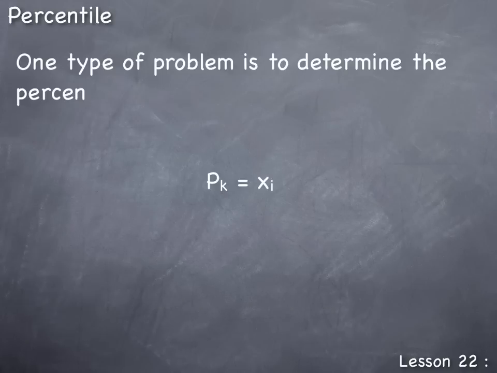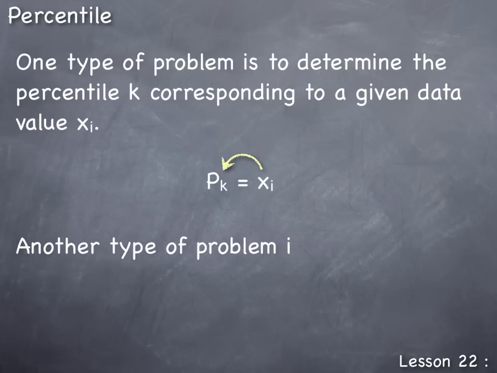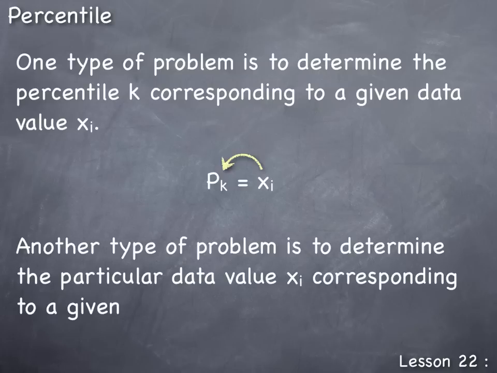One type of problem is to determine the percentile k corresponding to a given data value x sub i. So in these types of problems, we're given the data value x sub i, and then we work to solve for the k, that is the percentile. Another type of problem is to determine the particular data value x sub i corresponding to a given percentile k. In these problems, we're given the percentile k, and then we work to solve for the particular data value x sub i.